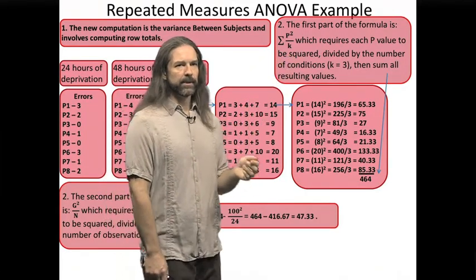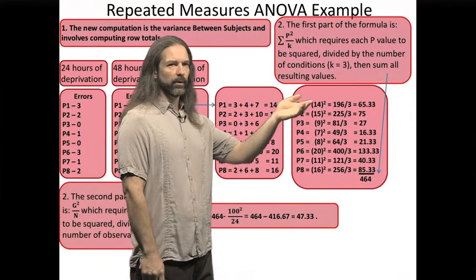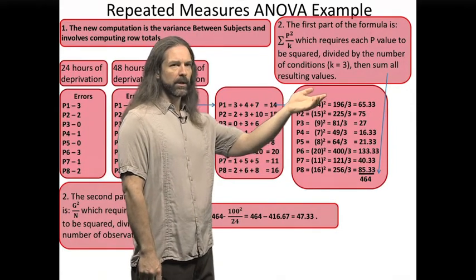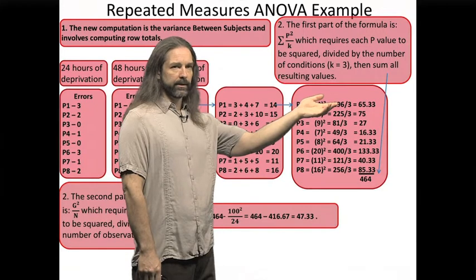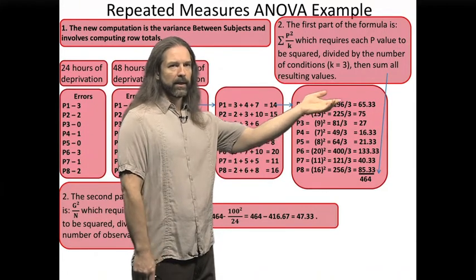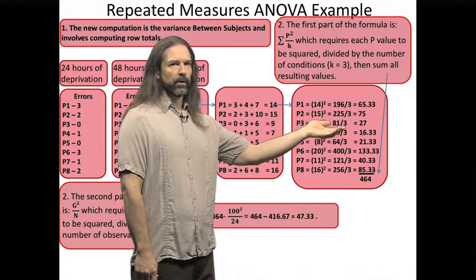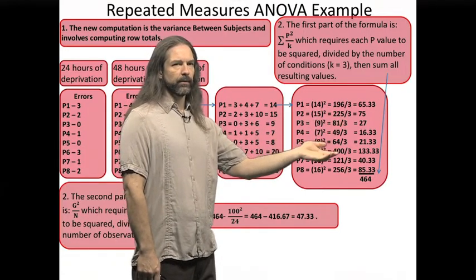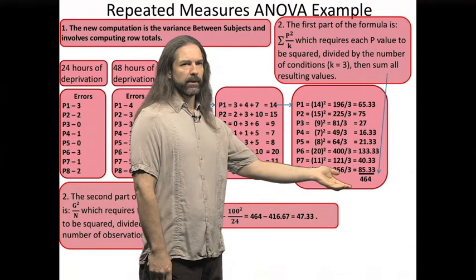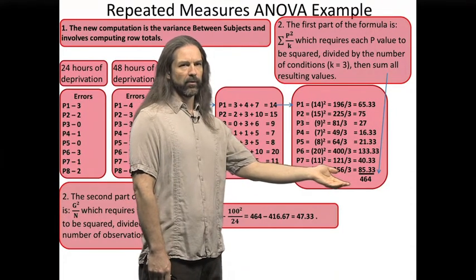So what happens is we have 14 for our first value. We're going to square that, get 196. Then we're going to divide by 3. That's going to be k, the number of groups that we have, to get 65.33. We will then do that for the second row total all the way through until we finally add those up. And in this case, we get this nice value of 464.